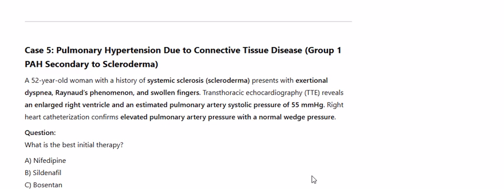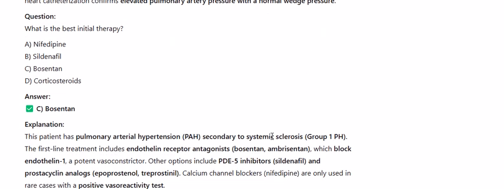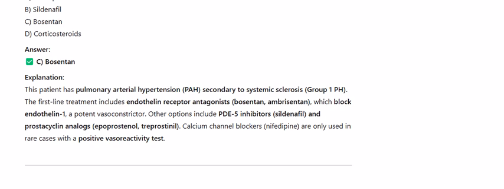Question: what is the best initial therapy? A. Nifedipine. B. Sildenafil. C. Bosentan. D. Corticosteroids. Answer: C. Bosentan. Explanation: this patient has pulmonary arterial hypertension secondary to systemic sclerosis, Group 1 PH.